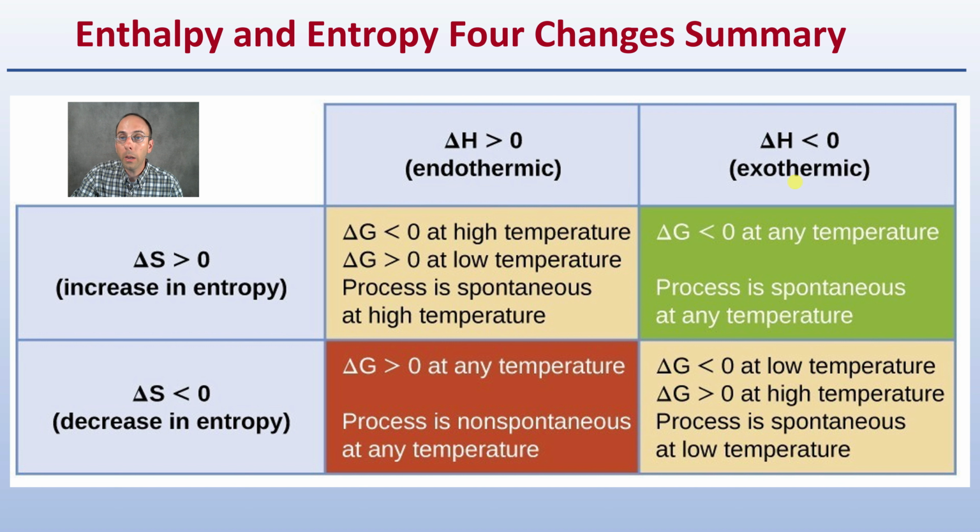Flipping the other way, if we have an exothermic reaction and an increase in entropy, delta G will be negative at any temperature, and therefore the process is spontaneous at any temperature. That reaction is basically going to occur. In contrast, when we've got an exothermic reaction and a decrease in entropy, delta G will be negative at low temperatures and positive at high temperatures. Therefore, this process will be spontaneous only at low temperatures, basically in complete contrast to what we talked about up here.